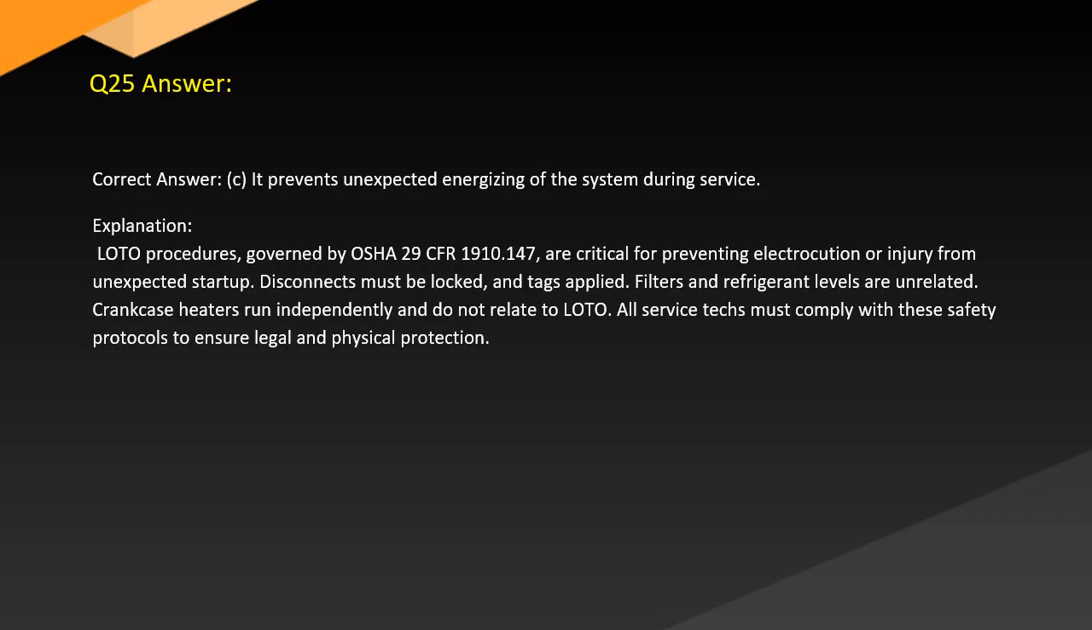Answer. Correct answer: C. It prevents unexpected energizing of the system during service. Explanation. LOTO procedures governed by OSHA 29 CFR 1910.147 are critical for preventing electrocution or injury from unexpected startup. Disconnects must be locked and tags applied. Filters and refrigerant levels are unrelated. Crankcase heaters run independently and do not relate to LOTO. All service techs must comply with these safety protocols to ensure legal and physical protection.